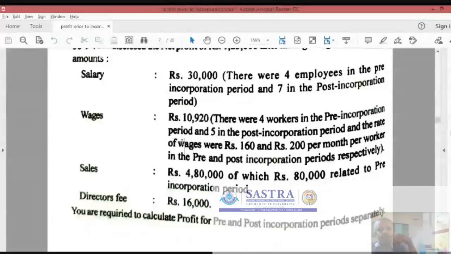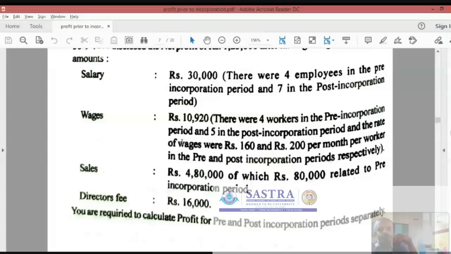There were 4 employees in the pre-incorporation period and 7 employees in the post-incorporation period. Wages 10,920. There were 4 workers in the pre-incorporation period and 5 workers in the post-incorporation period, and the rate of wages was 160 and 200 per month per worker in the pre and post-incorporation periods respectively. Sales 4,80,000, of which 80,000 relates to the pre-incorporation period, so 4 lakhs goes to the post-incorporation period. Director's fees 16,000.